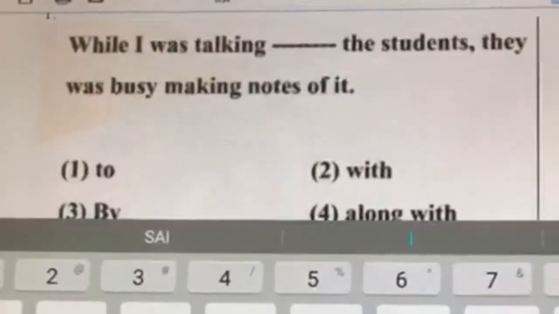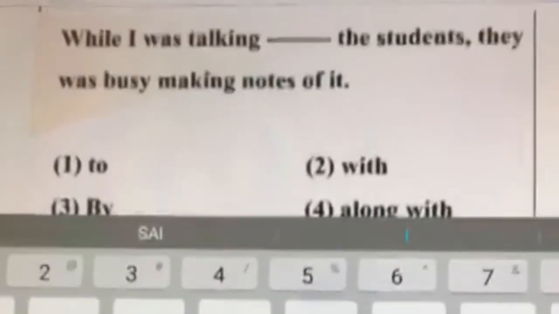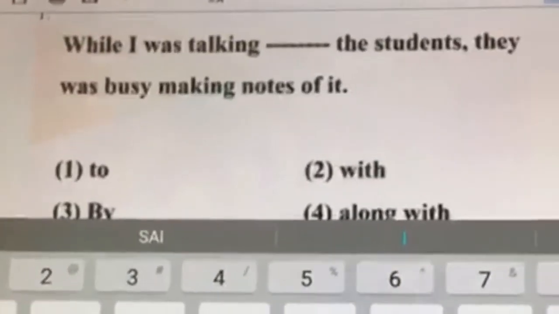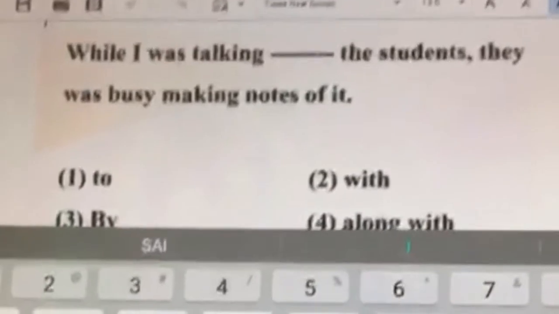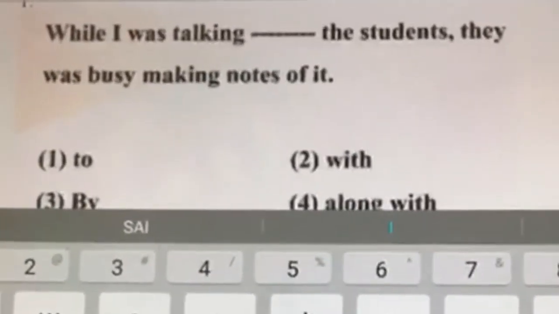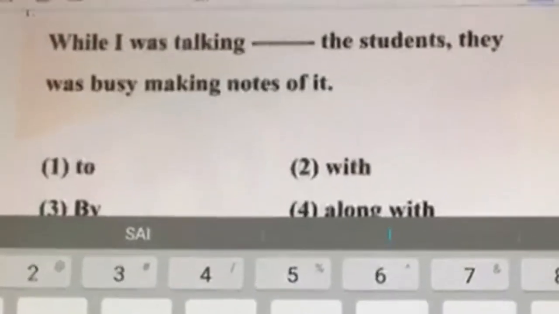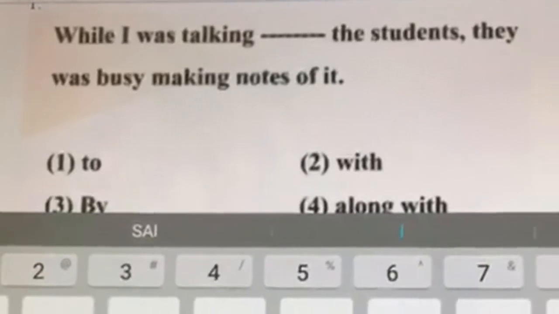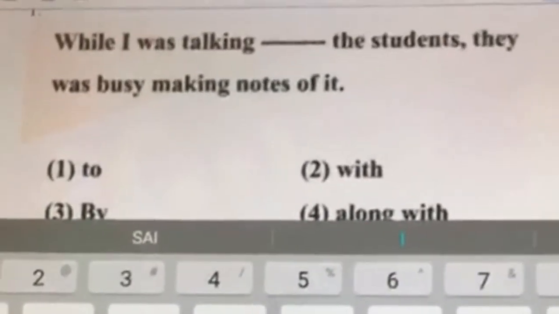For example, if I say the car was parked behind the tree, behind is a preposition. If I say the book was on the table, on is a preposition. All right, so now let's do some practice exercises. Look at the first one.